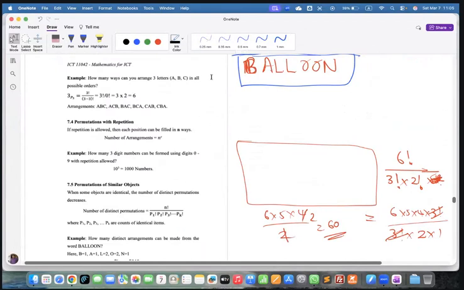At the end of the session, I will show you some past paper questions, right? The first thing you need to find out is how many letters are in the word balloon. Balloon has 7 letters altogether. Among the 7 letters, some letters are duplicates, right? If the word cannot contain any duplicate letters, we can approach the question in a different way.